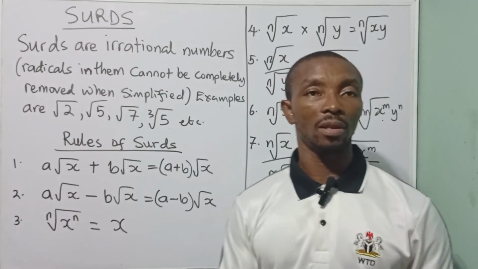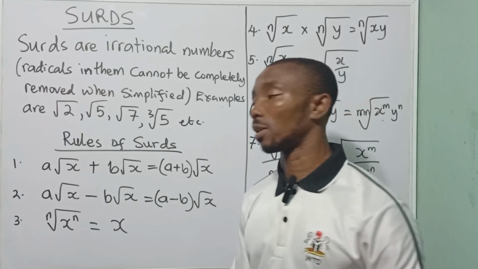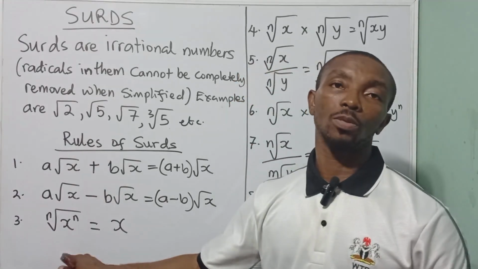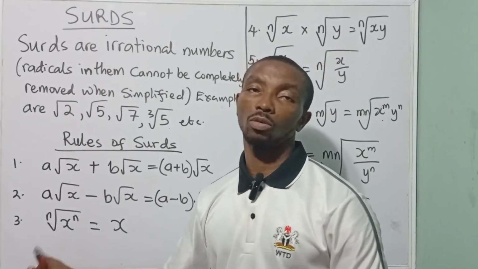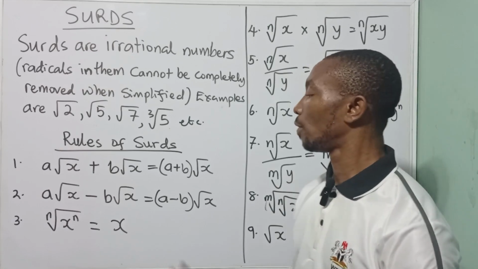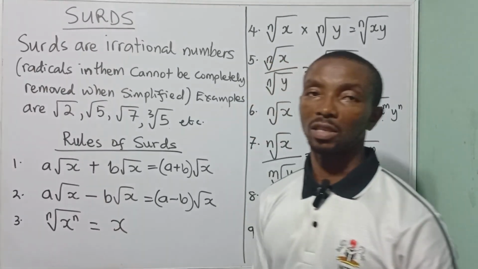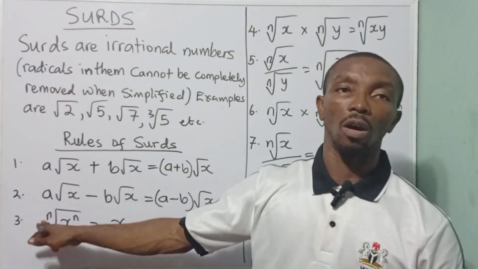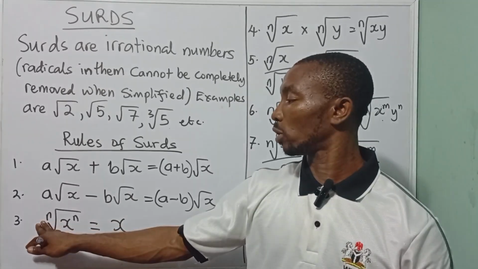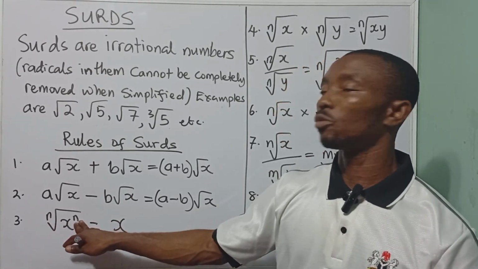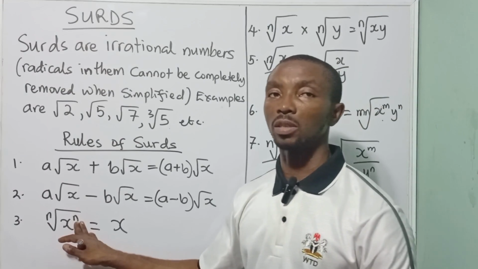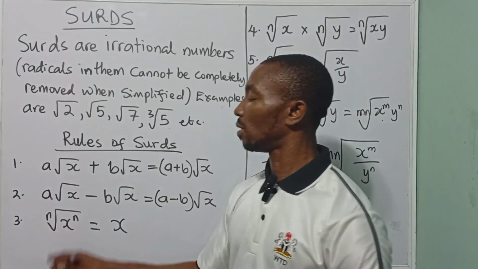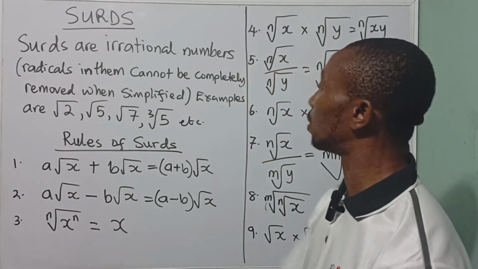Now, looking at the nth root of x raised to power n. Let's say, for example, we have the cube root of x raised to power 3. This will cancel our cube root, and that's why we have it as x. So when the number of the root is the same as the power to which the x is raised, it gives us the value we have in x.